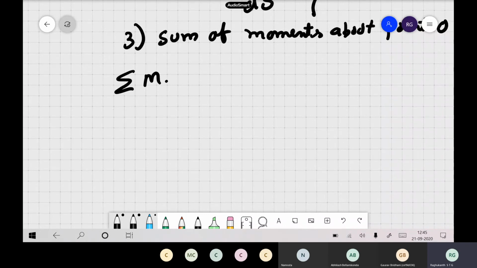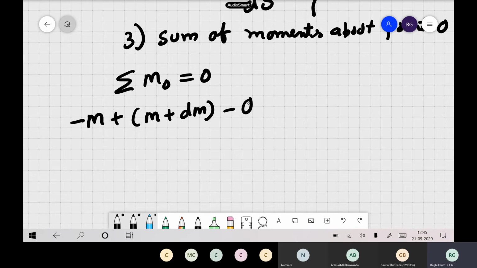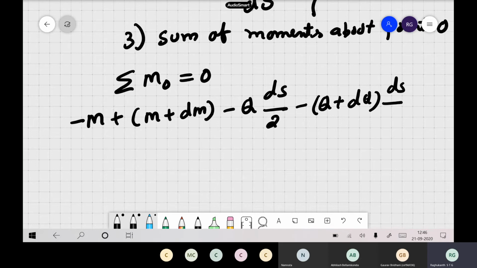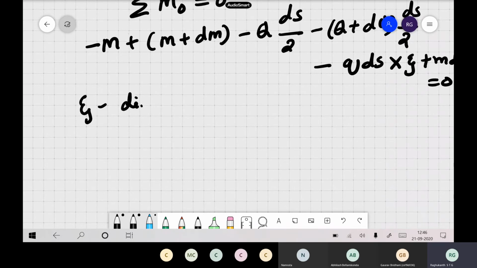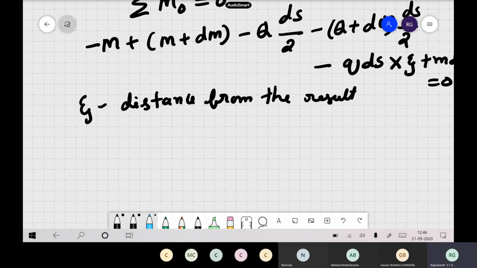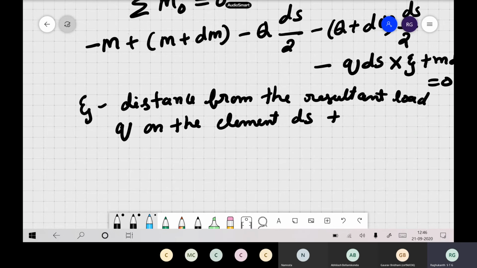So sigma m naught is equal to 0, which means minus m plus m plus dm, minus capital Q ds by 2, minus q plus dq into ds by 2, minus q into ds, and you have this centroidal distance itself, plus small m into ds, is equal to 0, where psi is nothing but the distance from the resultant load q on the element, ds, to point O.